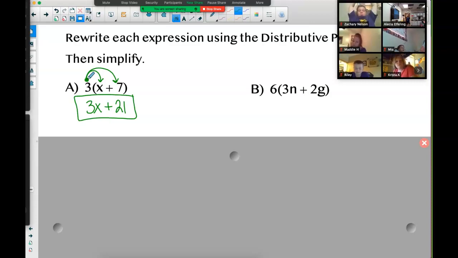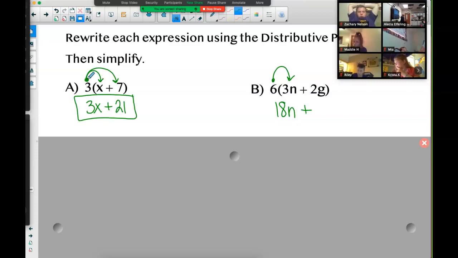Okay, let's try the next one. 6 parentheses 3n plus 2g. Okay, which number is the candy? The 6. Whatever is outside of the parentheses right in front of it is the candy. So the 6 goes to the 3n. What do you think 6 times 3n is? 18n. So you would just put 18n.